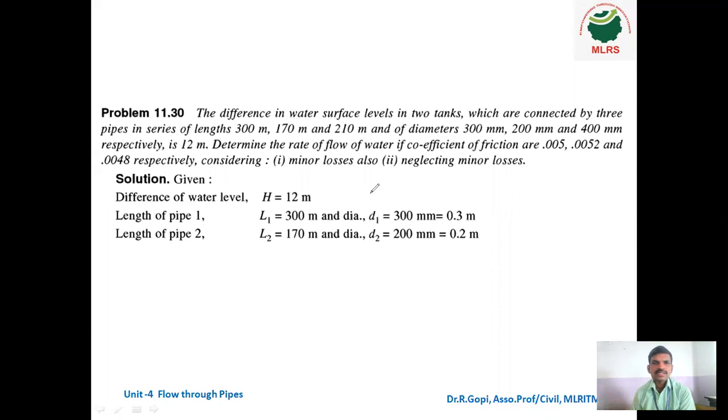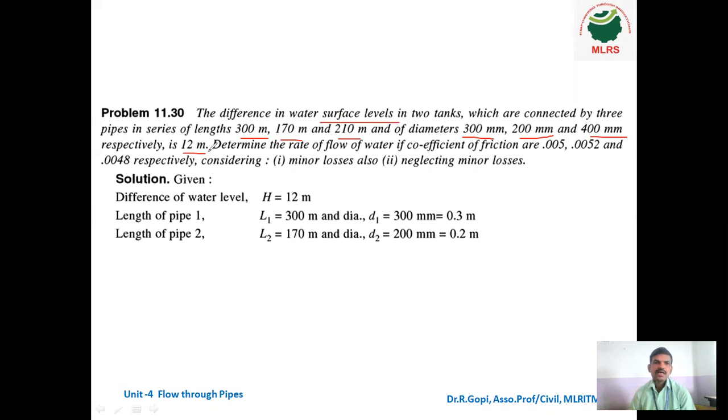The difference in water surface levels in 2 tanks which are connected by 3 pipes in series, of length 300 meter, 170 meter, 210 meter. So there are three pipes, and 300 meter, 170 meter, 210 meter are the corresponding lengths, and the diameters are also given: 300 mm, 200 mm, 400 mm. So three pipes of varying length and diameter, and the head difference in water levels is 12 meter.